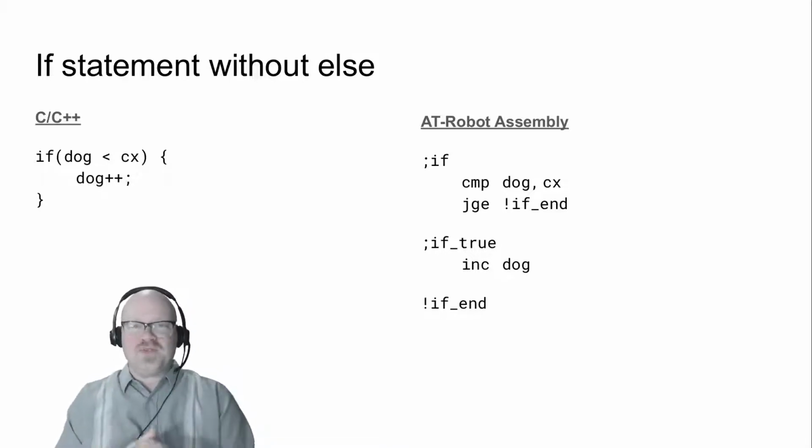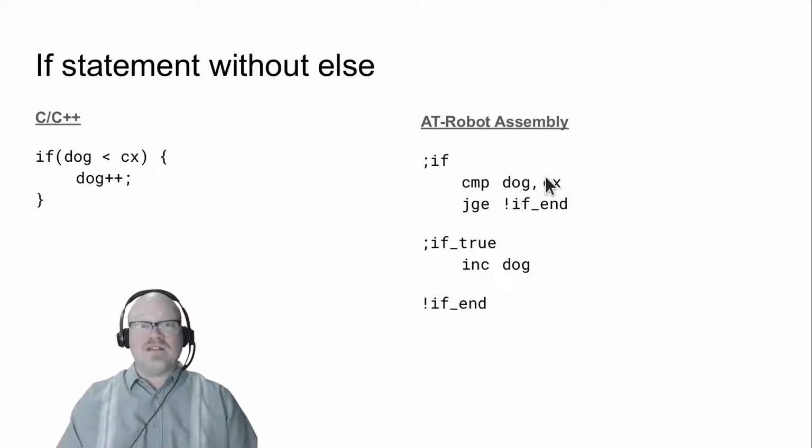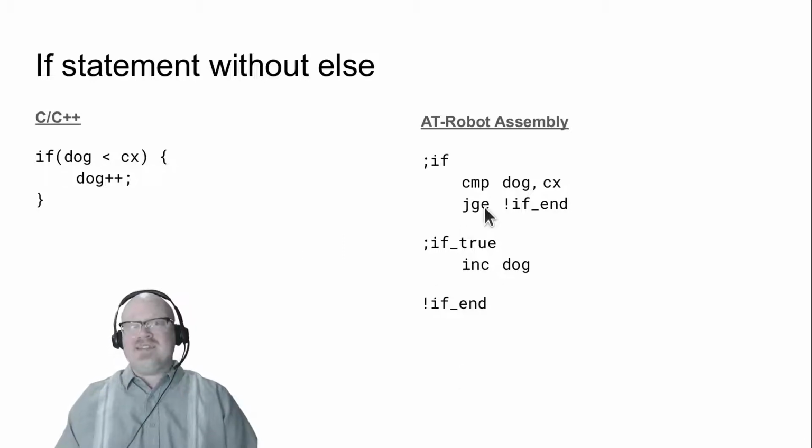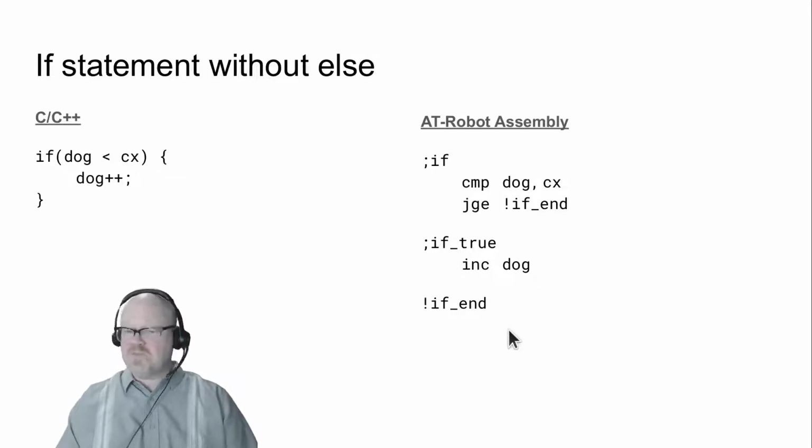So we're going to look at how to do this right on the code here to the right. The first thing we do is compare dog to the CX register. And we're going to use inverted logic here. So we're going to jump on the opposite condition of what's over here. We're going to jump if the greater than or equal flag is set, meaning that dog is greater than or equal to CX. We're going to jump down to the label if end down here and move on with life. Otherwise, if dog happens to be less than CX, then this conditional jump will fail to take us anywhere. And so we just fall through to the next line of code. That's the true part of the code where we increment dog. And when we're done with that, we fall down past the end of the if statement and move on with life.